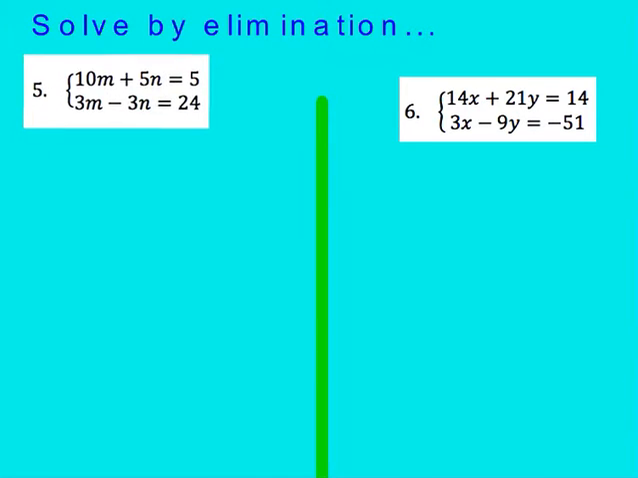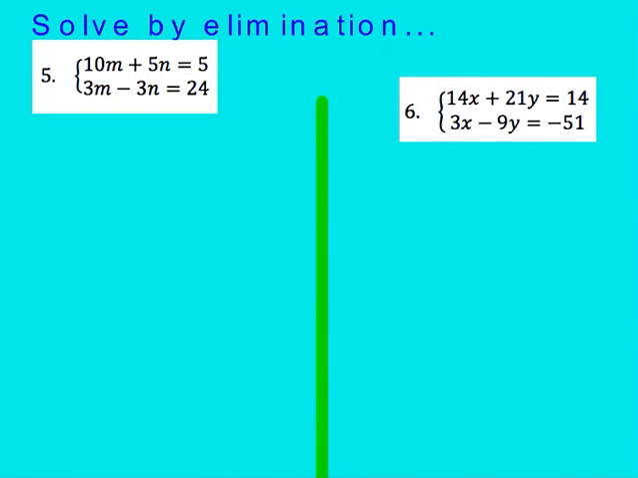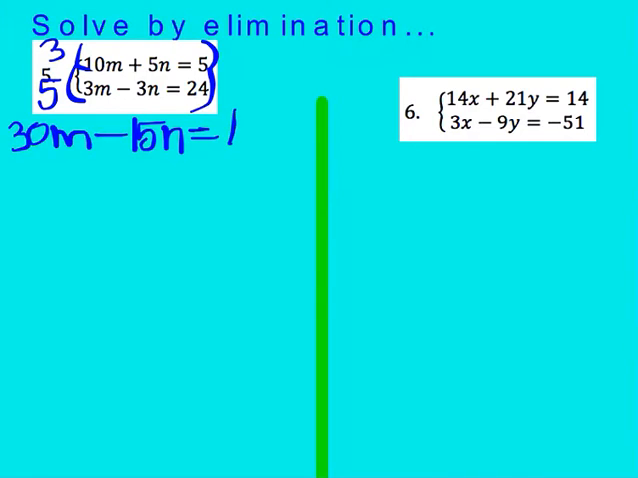So first thing we need to do on number 5 is I notice that the n's have opposite signs already. So I just want to make them have the same number. So what's the smallest number that 5 and 3 multiply to? Well, that's going to be 15. So I'm going to multiply this top one by 3 and this bottom one by 5. So distributing in that 3, I'm going to get 30m minus 15n is equal to 15.